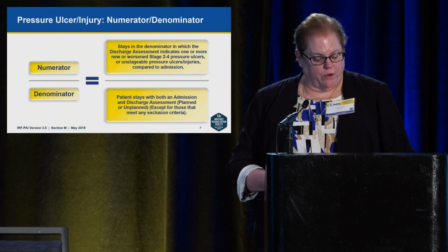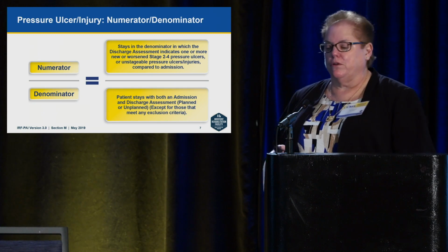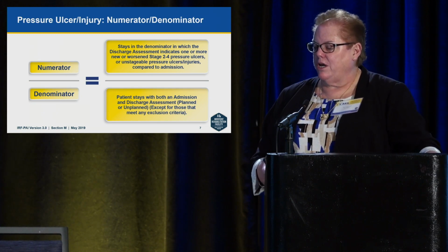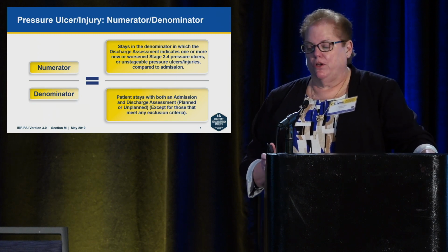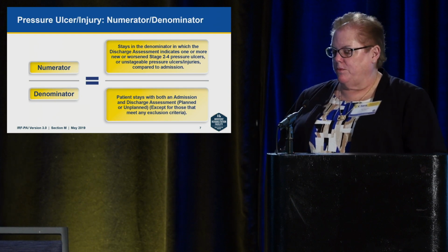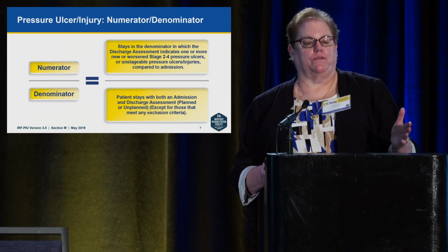So going through the numerator and the denominator here. The numerator for this particular measure includes stays in the denominator in which the discharge assessment indicates one or more new or worsened stage 2 through 4 pressure ulcers or an unstageable pressure ulcer or injury as compared to the admission, which is what I just said in the previous slide.